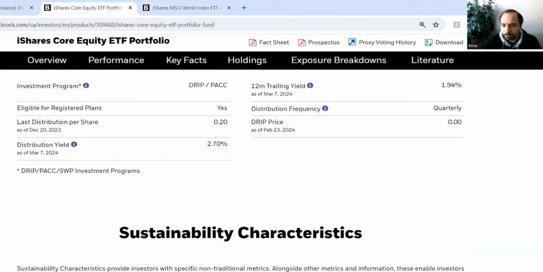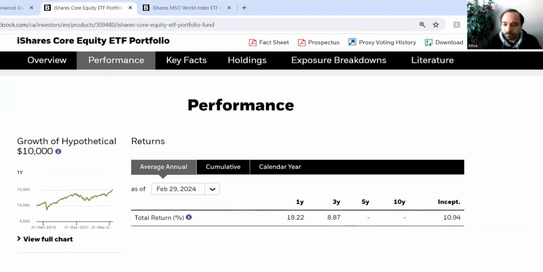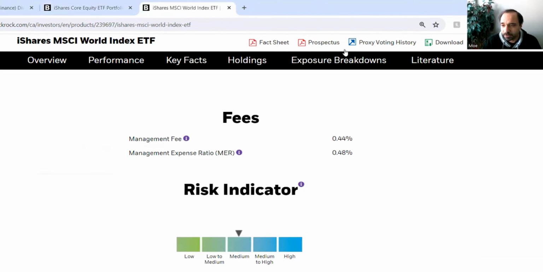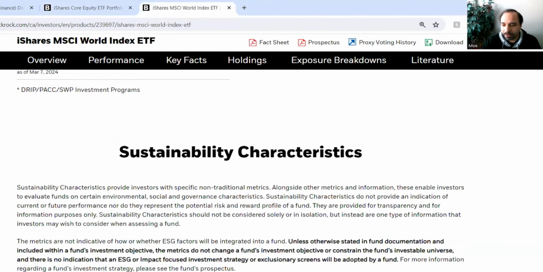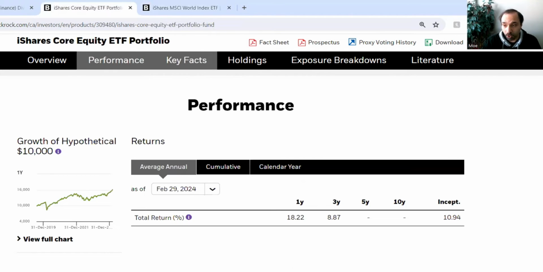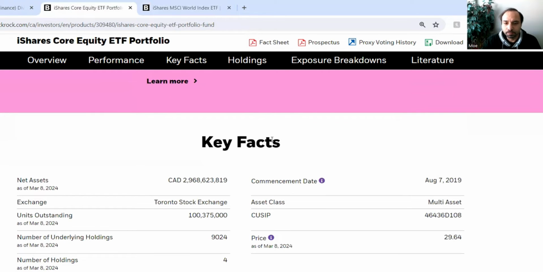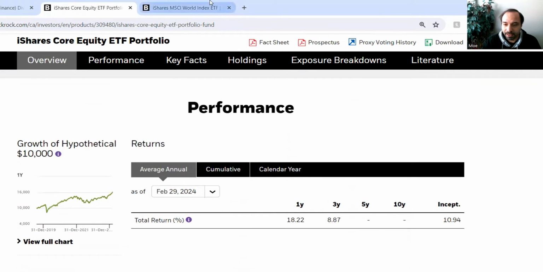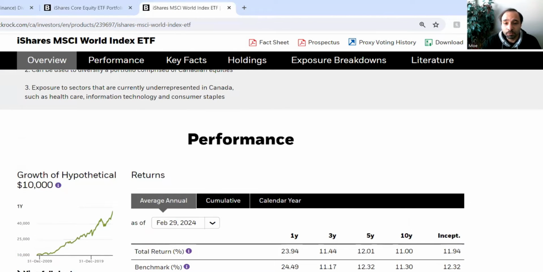We want to also take a look at the performance of these funds so far. Now, keep in mind the inception dates of these funds are different, so it won't be exactly an apples to apples comparison. The inception date for XWD goes back to June of 2009, so it's been around longer, whereas the inception date for XEQT goes back to August of 2019. So it's a lot more recent fund, and that's why when you're looking at annualized return for XWD, you do tend to see the 1 year, 3 year, 5 year, and 10 year annualized. But for XEQT, it hasn't been incepted for at least 5 years. That's why you don't see the annualized for the past 5 years.